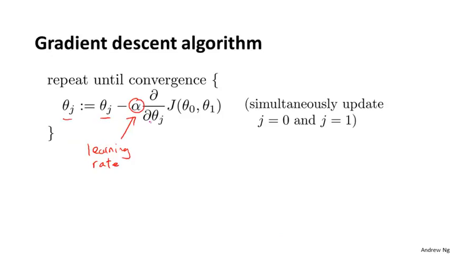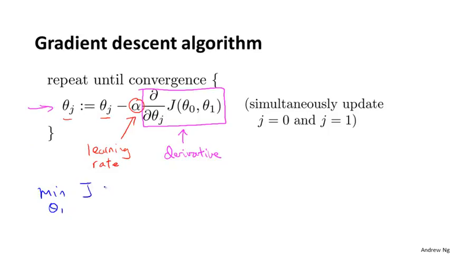And this second term here is the derivative term. And what I want to do in this video is give you better intuition about what each of these two terms is doing and why, when put together, this entire update makes sense. In order to convey these intuitions, what I want to do is use a slightly simpler example where we want to minimize a function of just one parameter.